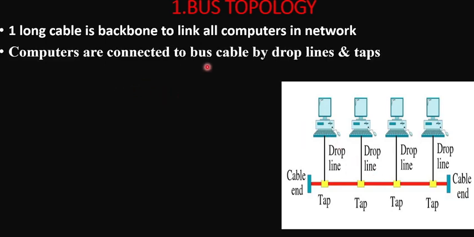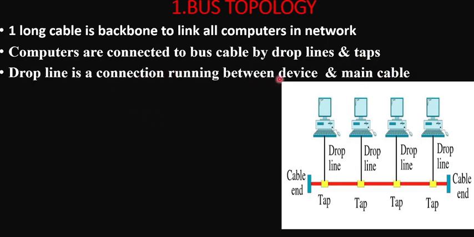So computers are connected to the bus cable by drop lines and taps. A drop line is a connection running between a device and the main cable. The black lines which you can see are the connections actually used to connect the device and the main cable. The red color is the main cable. To connect a computer to the main cable, this drop line is used. You cannot directly connect the long cable to your computer. That's why these drop lines are used. So a drop line connects your computer to the main cable.